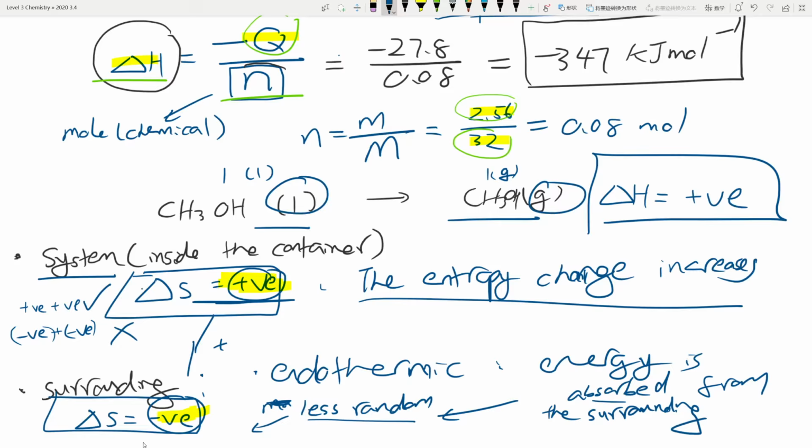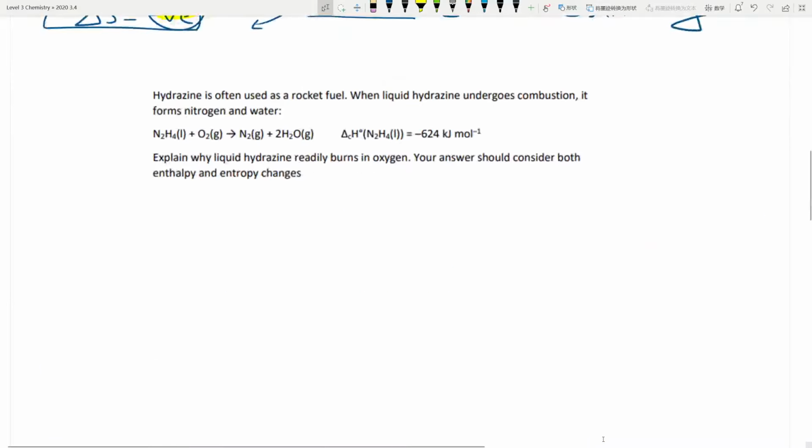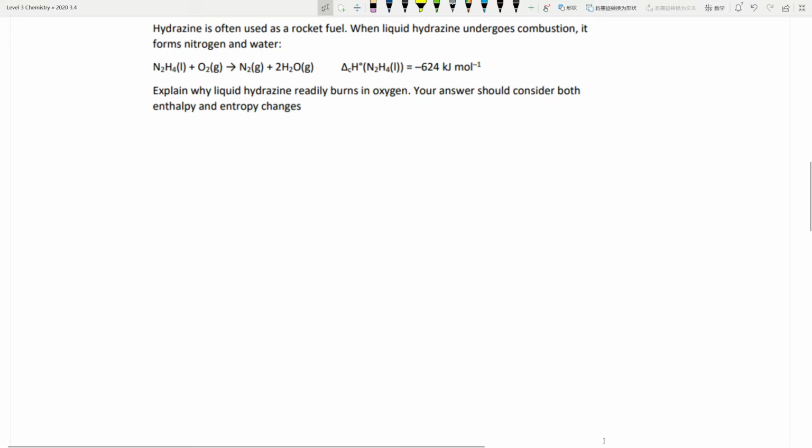We will say, oh, this reaction is spontaneous. How is that reaction spontaneous, even though this happens? You can just use a clue that we give you to figure it out. Here's another example: explain why liquid hydrogen readily burns in oxygen. Remember, readily burns means spontaneous, so they already gave you the answer. They're asking why it is spontaneous, and they say consider both enthalpy and entropy changes.